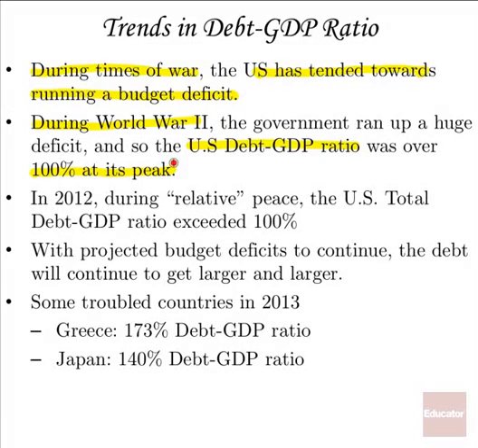So what's troubling is that in 2012, during relative peace, the U.S. total debt, so not only the debt held by the public, but the total debt, the total debt to GDP ratio actually exceeded that 100%. So again, depending on what numbers you're using for debt, either way, it's relatively high during times of peace. But this is becoming a problem when our debt is higher than the GDP. When it's over that 100% mark, then you see some problems.